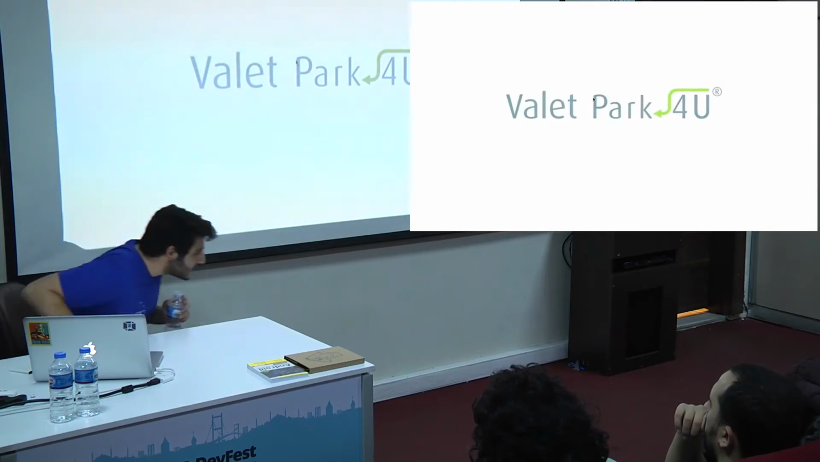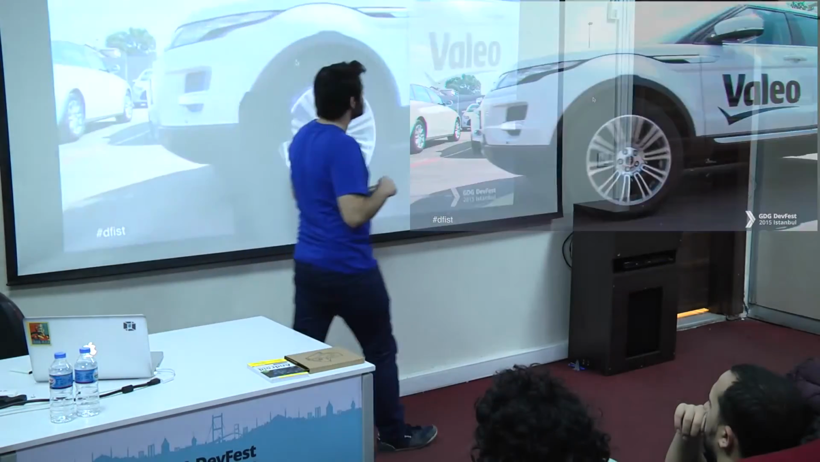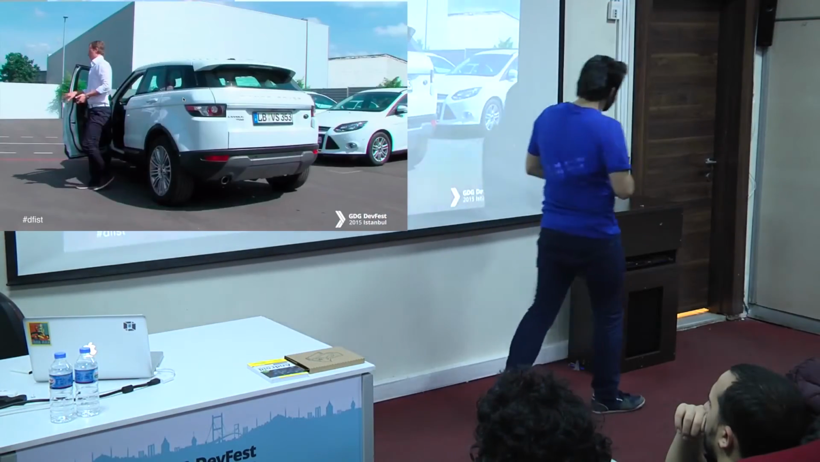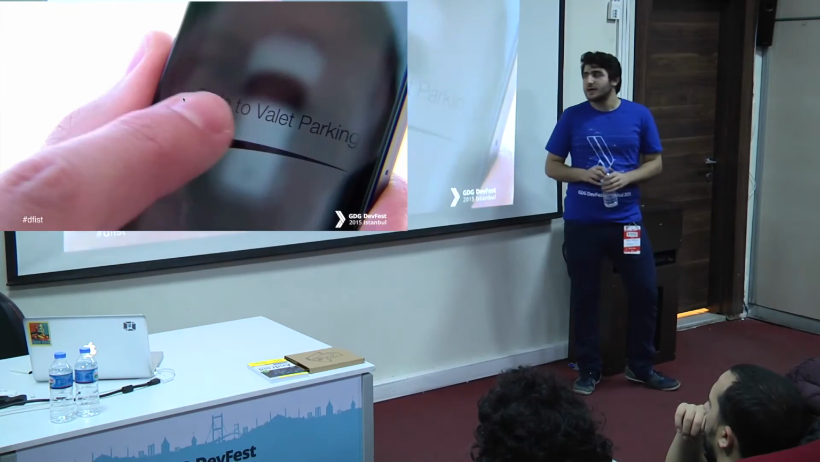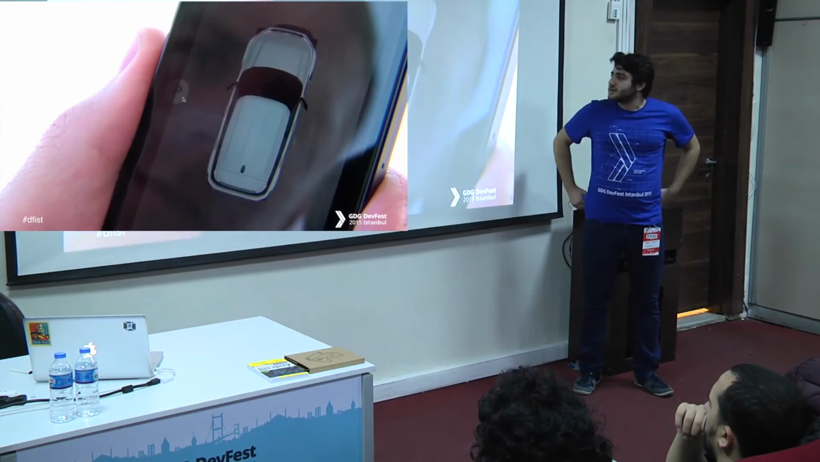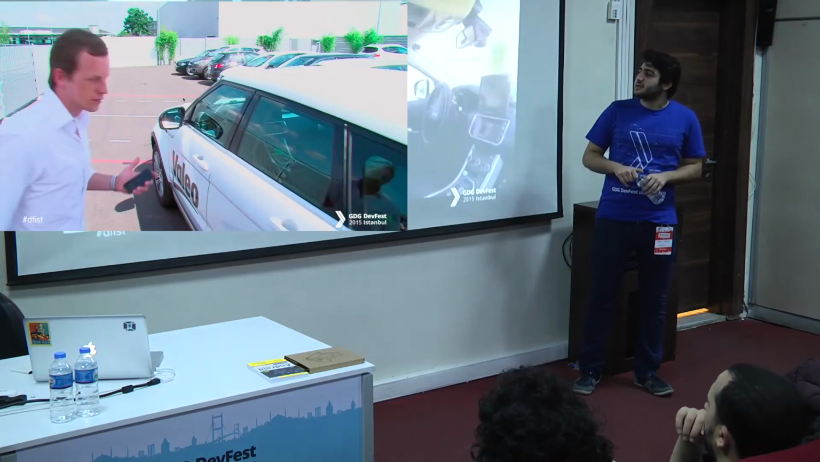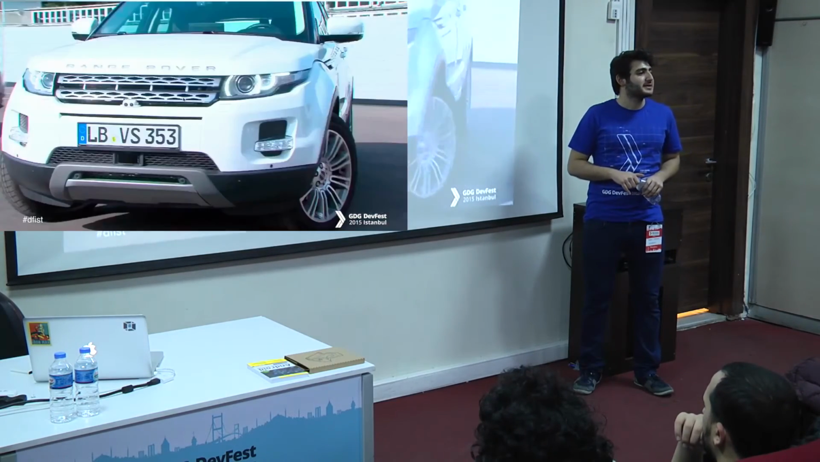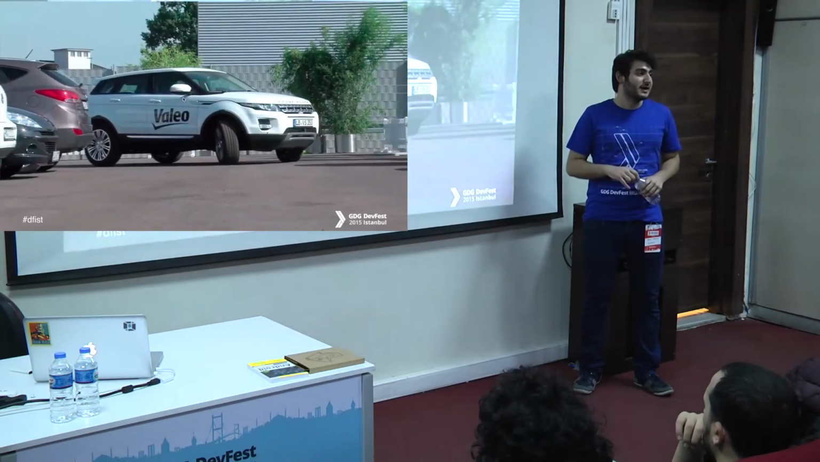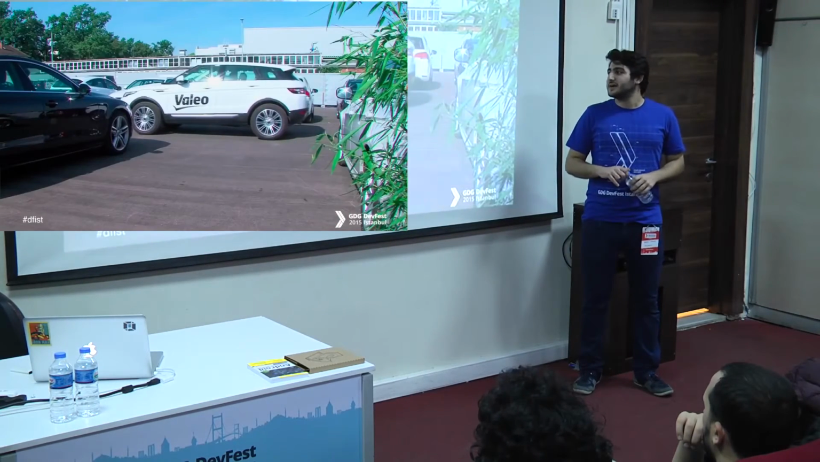Also, Valeo, it's a smart car idea. They say they are planning to support Android Brillo. As you can see in the video, he just got out of the car, and the car is going to find a parking place for itself and park itself there.